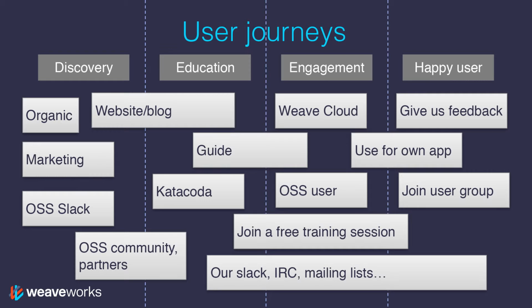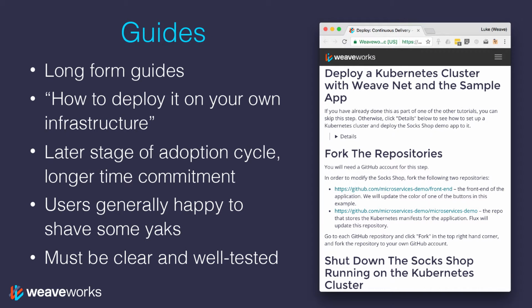So it's not permanent. The next step after the CataCoder is for users to actually try and deploy it themselves. That's where the long-form guides come in. These are by definition longer. It's how to deploy it on your own infrastructure. Users are going to be happy to shave some yaks when they're doing this, assuming they've already tried the CataCoder and they've had a good time. So they're like, okay, this is actually seriously worth looking into. Maybe they've gone to their boss and said, sure, you and Jim or whoever can try this for a couple of days and so on.